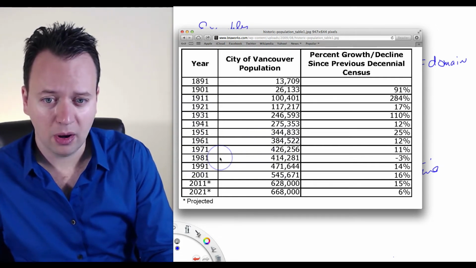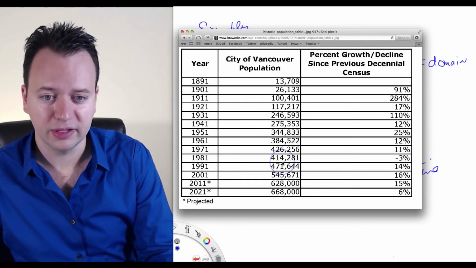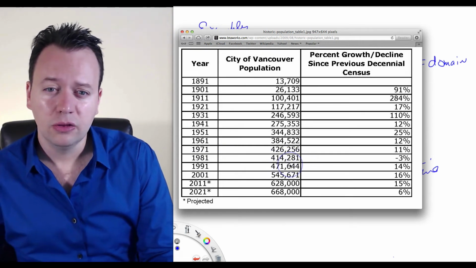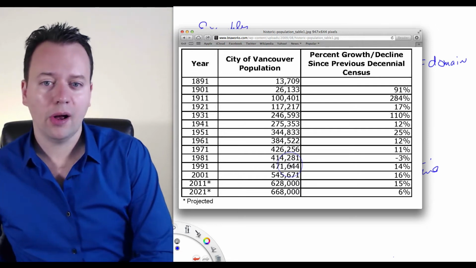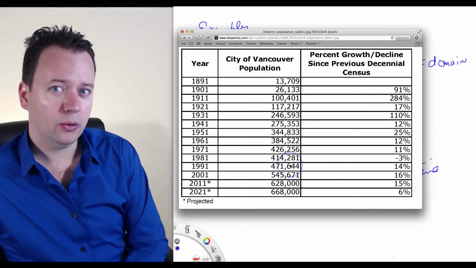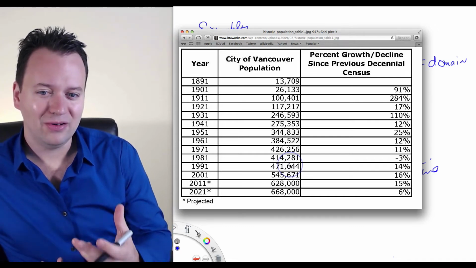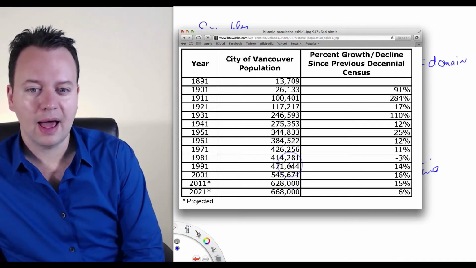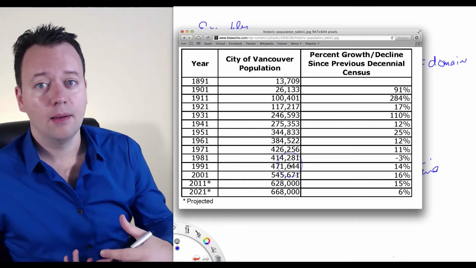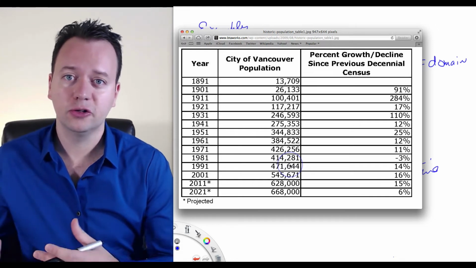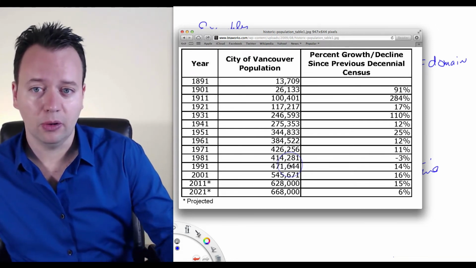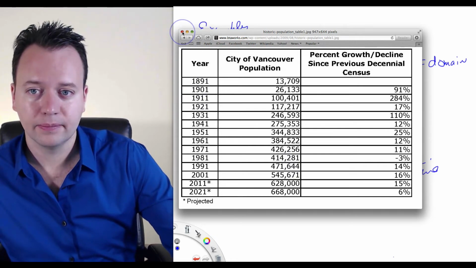In 1981, the population was 414,281. Notice that it may be difficult to describe these data with an actual equation. You might be able to model it with an equation, but there's not a given equation. So we want to understand how to work not only with equations, but other formats in which functions may be given to us, such as a table, such as this.